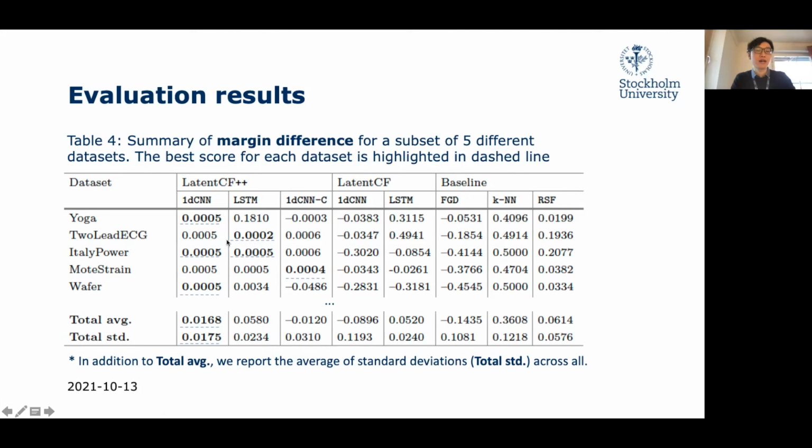So additionally, we reported the standard deviation of this score across all the datasets. Actually, in this case, our proposed solution, LatentCF++, outperformed the other baseline methods. And if we also look at this average score and the standard deviation, we can see that it also achieved the best performance among all of them. So this suggests that our counterfactual is very close to this decision boundary, which can infer a more efficient generation, also with less perturbations in the latent space.